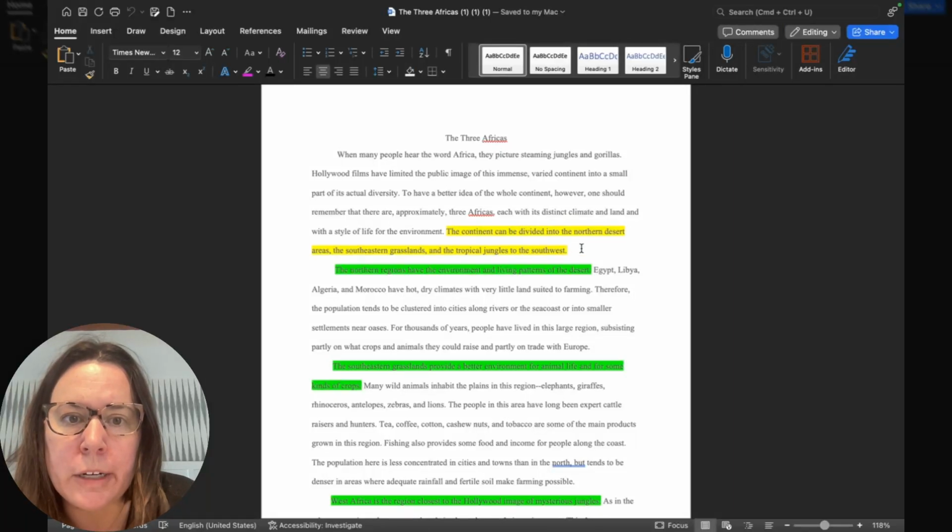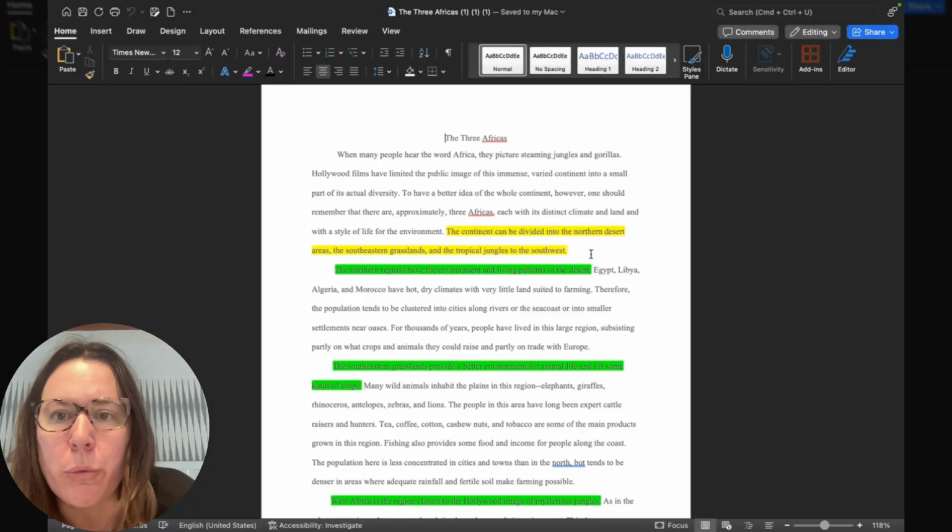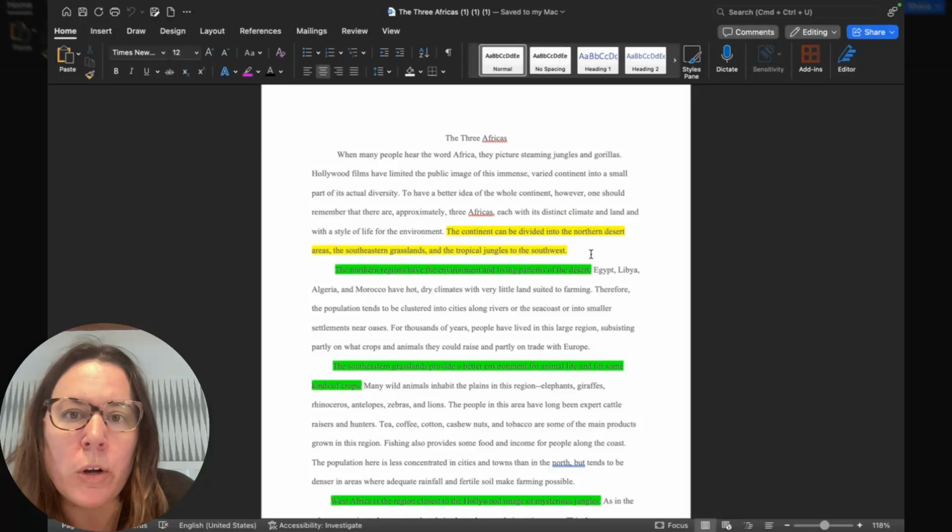So I do want to read the introduction. So this is called The Three Africas. When many people hear the word Africa, they picture steaming jungles and gorillas. Hollywood films have limited the public image of this immense, varied continent into a small part of its actual diversity. To have a better idea of the whole continent, however, one should remember that there are approximately three Africas, each with its distinct climate and land and with a style of life for the environment. The continent can be divided into the northwest areas, the southeastern grasslands, and the tropical jungles to the southwest.